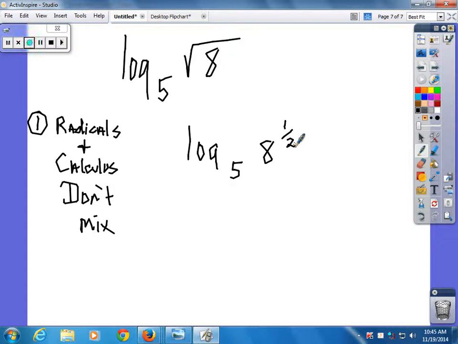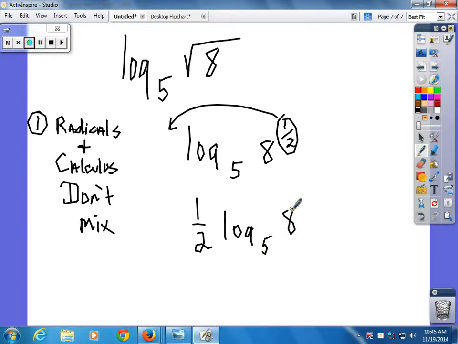Now, what rule can we use now? We're not trying to find what it's equal to, because there's no equal sign. We're just trying to rewrite it. What can we do now? What rule? I'll tell you this, it's not the change-of-base formula. Exactly. That's the only thing you can do, because there's no multiplication, there's no addition, there's no anything here. So you bring this out front, and that's 1/2 log base 5 of 8.